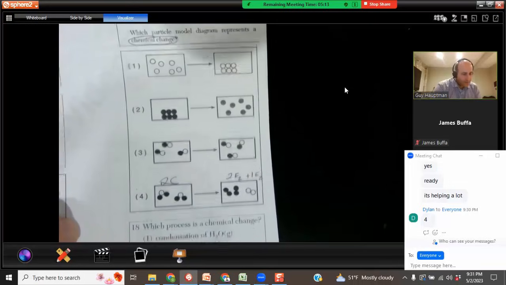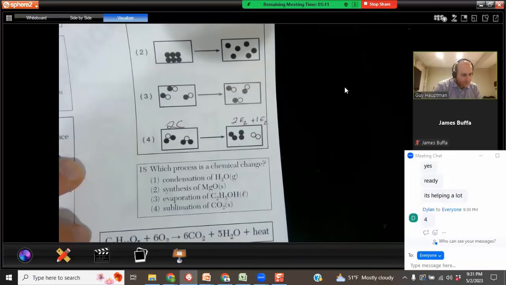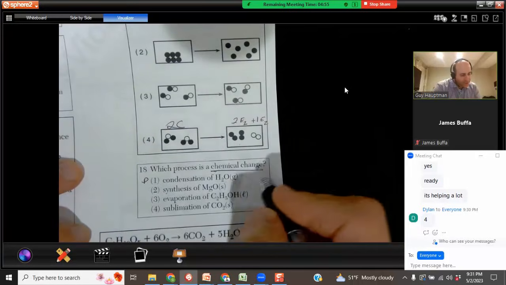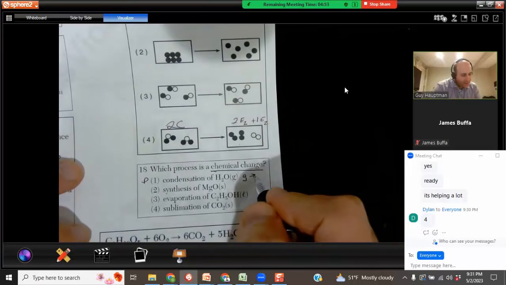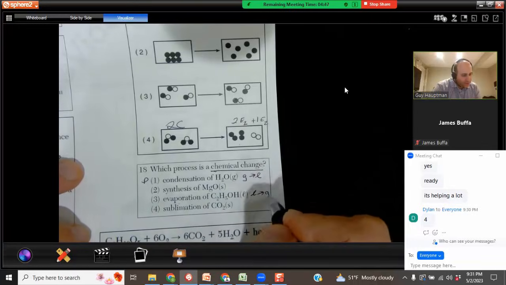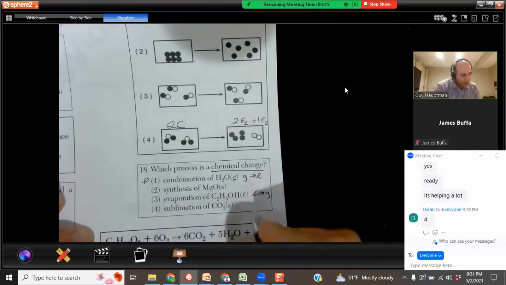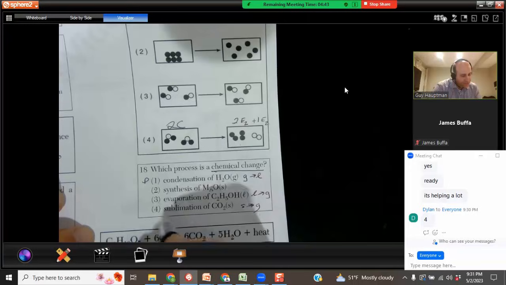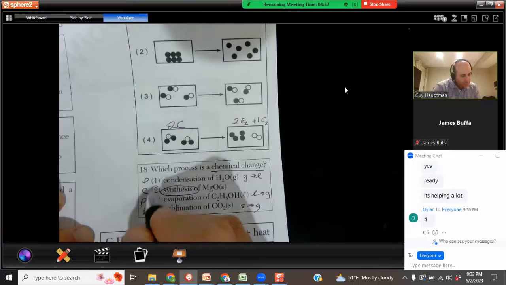Very good. And then we get to 18, chemical change, something new. Now here they don't show a before and after, but they're using some of those words. And remember we said phase changes are physical changes. So number one is a physical change. Condensation is going from a gas to a liquid. Evaporation is going from a liquid to a gas. Sublimation we spoke about was a solid to a gas. These are all phase changes. So physical, physical, physical. Synthesis of MgO is your chemical change.